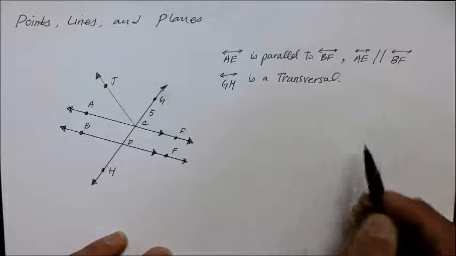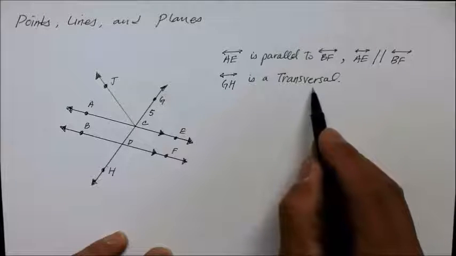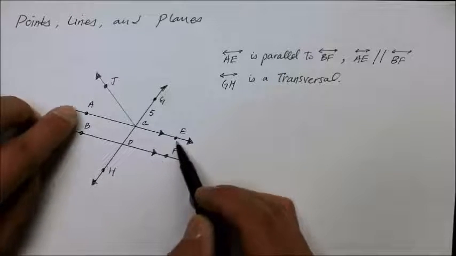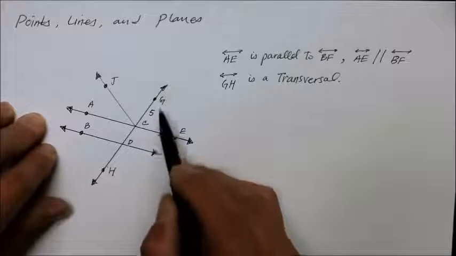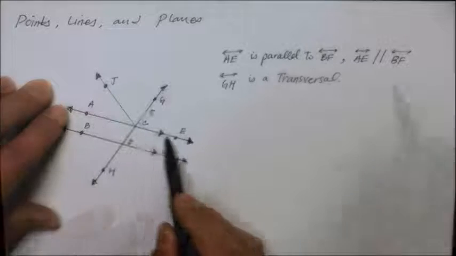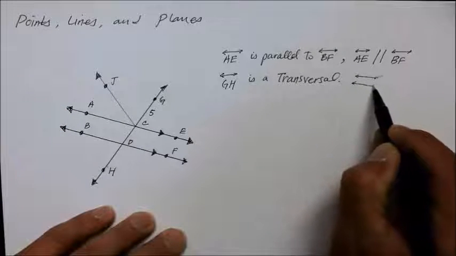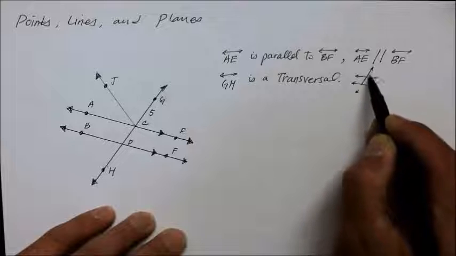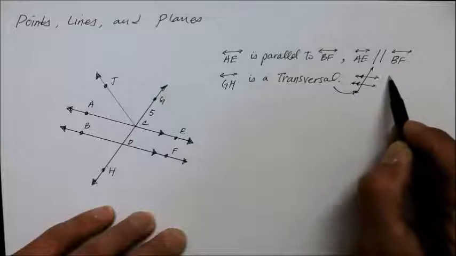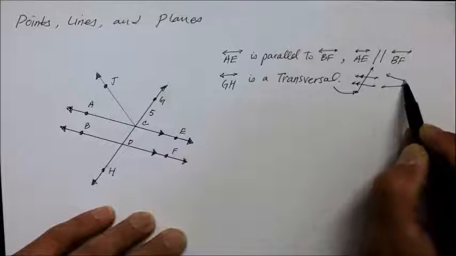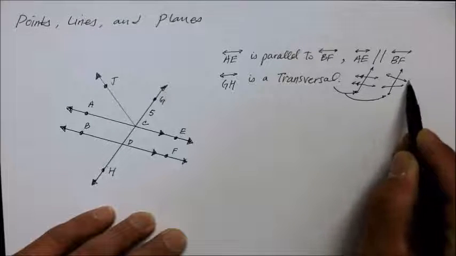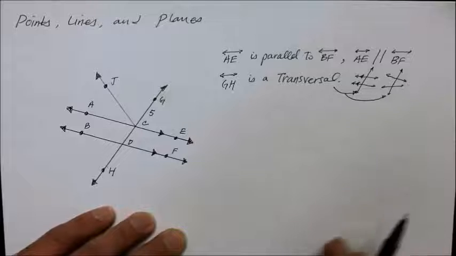transversal. A transversal is a line that intersects a pair of lines. So when you have a pair of lines and you have a line intersecting it, that's called a transversal. And they could be parallel or they don't have to be parallel. Either way, that line, when it's intersecting a set of two lines, is called a transversal.